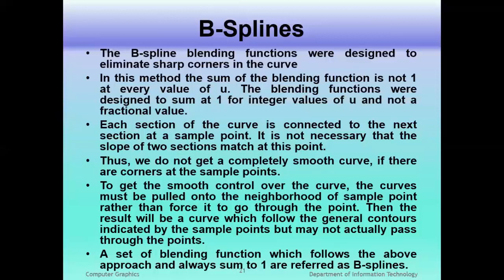To get smooth control, the curve must be pulled into the neighborhood of a sample point, rather than forced to go through the point. Then the result will be a curve which follows the general contours indicated by the sample points, but may not actually pass through the points. A set of blending functions which follows the above approach and always sums to 1 are referred to as B-splines.